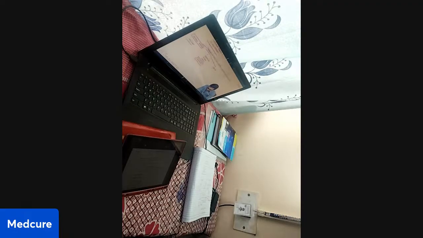ROPE stands for rate over pressure difference. So rate means heart rate, and pressure difference is systolic minus diastolic, that is pulse pressure. So heart rate by pulse pressure is ROPE. Now out of these three, modified shock index is the most sensitive indicator. This point has also been asked in the exam.